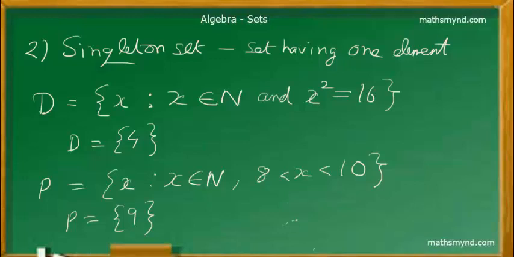Another set P, where x is an element of N, the set of natural numbers, and x comes between 8 and 10. As in the previous case where we discussed empty sets, here we can see that there can only be one countable natural number between 8 and 10, and that of course is 9. So set P has one element, and that is 9.